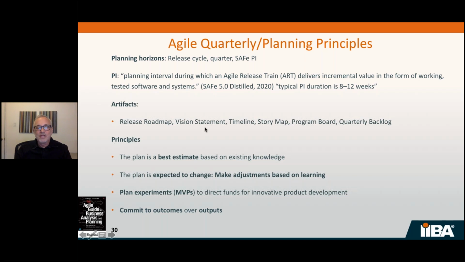products. And finally, we try to focus our commitment on outcomes, business outcomes, like for example, better conversion rate of browsers to shoppers, versus outputs, versus you will have this feature or this feature. And that's the focus of our commitment in Agile.